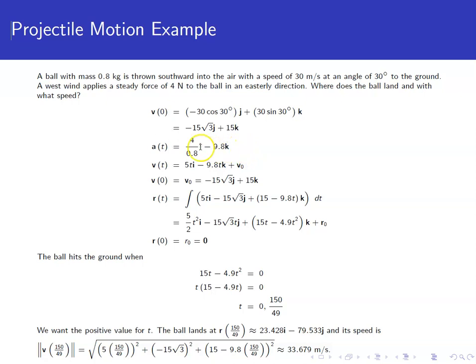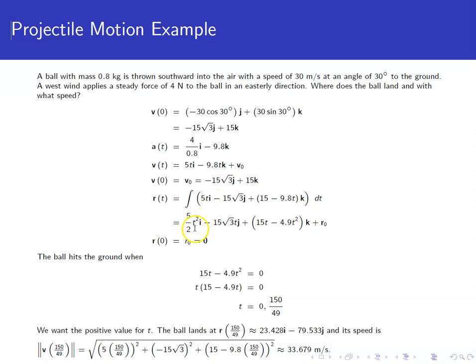All right, so anti-differentiating, 4 divided by 0.8 gives you 5. Taking an antiderivative, we get 5t times i, and then a minus 9.8t times k, plus whatever the initial velocity is. That's what the velocity is at time 0, and we have that as negative 15 root 3 j plus 15 k. Plugging those pieces into our velocity function, and then anti-differentiating again.